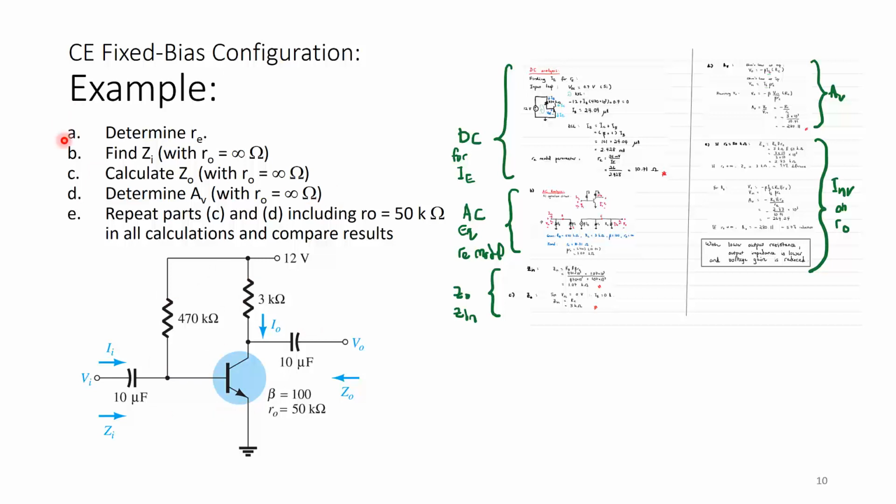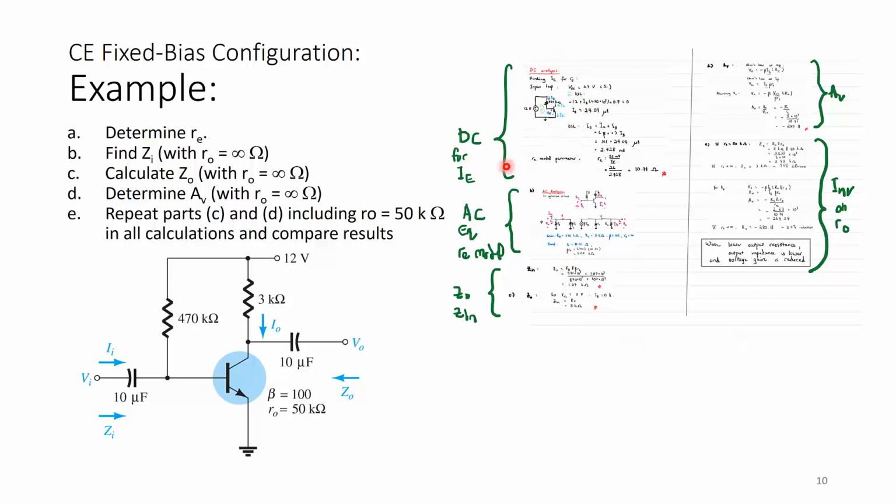Now if I look at this, I know that for part A, I need to do DC analysis, not AC, to find RE, because I need the value of the current, IE. Once I find RE, I go into AC analysis to answer questions B, C, D. I have also included this, which is small as usual. I've just put this together on one piece of paper to show you, so that you can have a feel of how the solution written on paper is going to be like. So it's not going to be that difficult even with the DC.